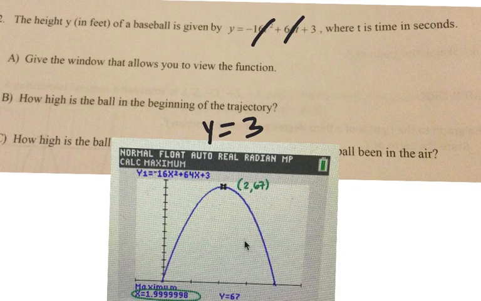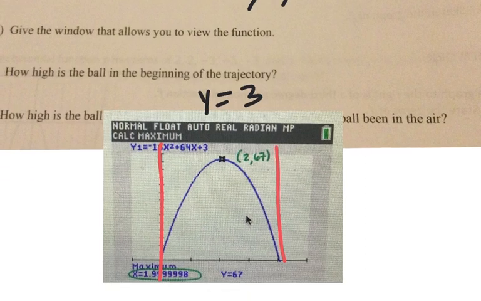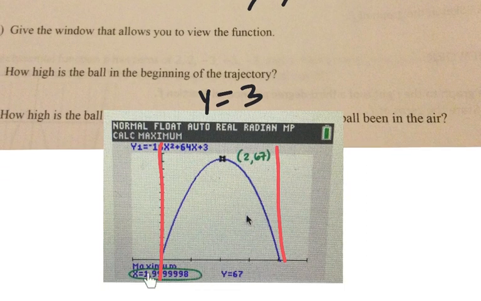It's 3. And then C says, how high is the ball when it's at its maximum? So again, on your graphing calculator, look up second trace, and then look at that maximum between the goalpost. It turns out it's here, and it spits out at me 1.999998, which is how many seconds it's been in the air. So we can just estimate this to be 2 seconds. So 2 seconds into its flight, it has a height of 67 feet. So that's its highest point.